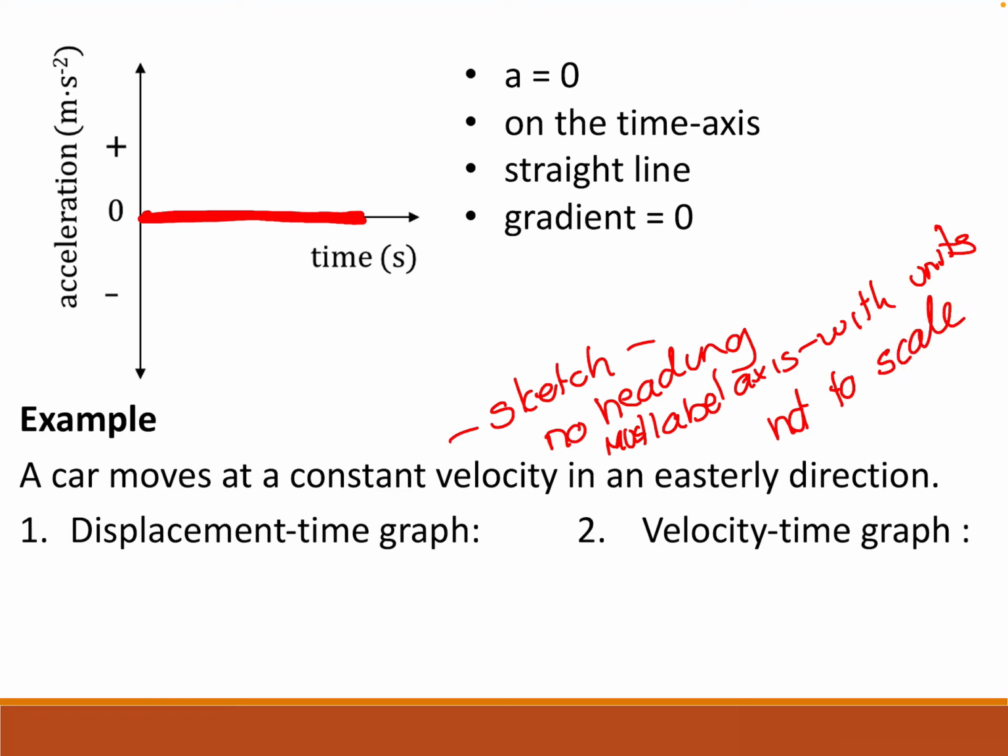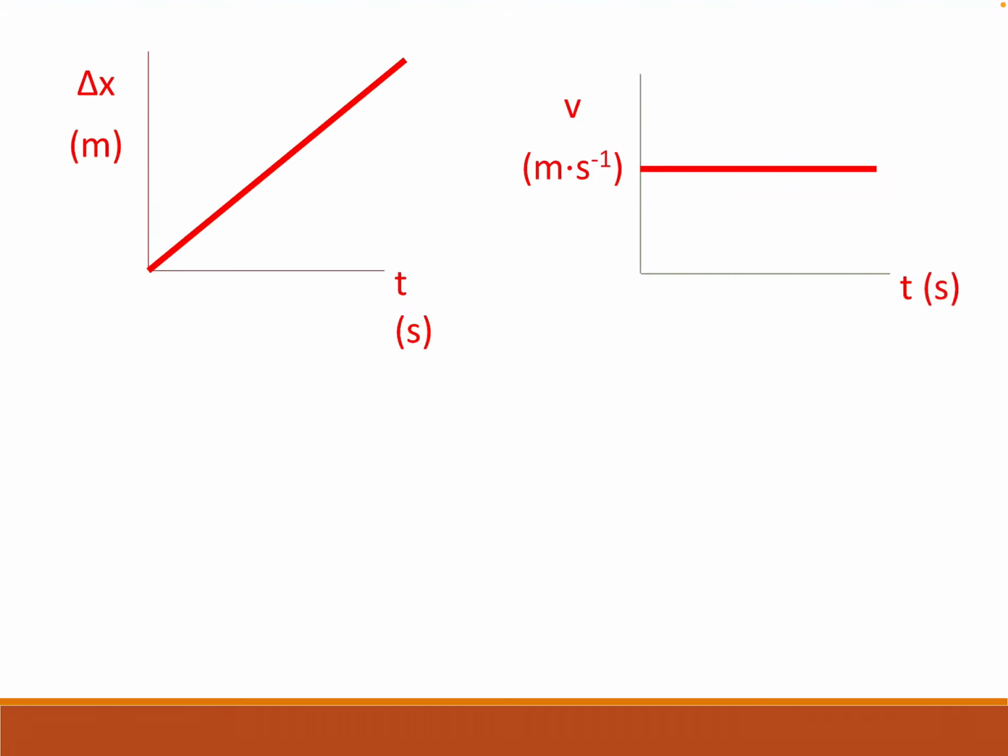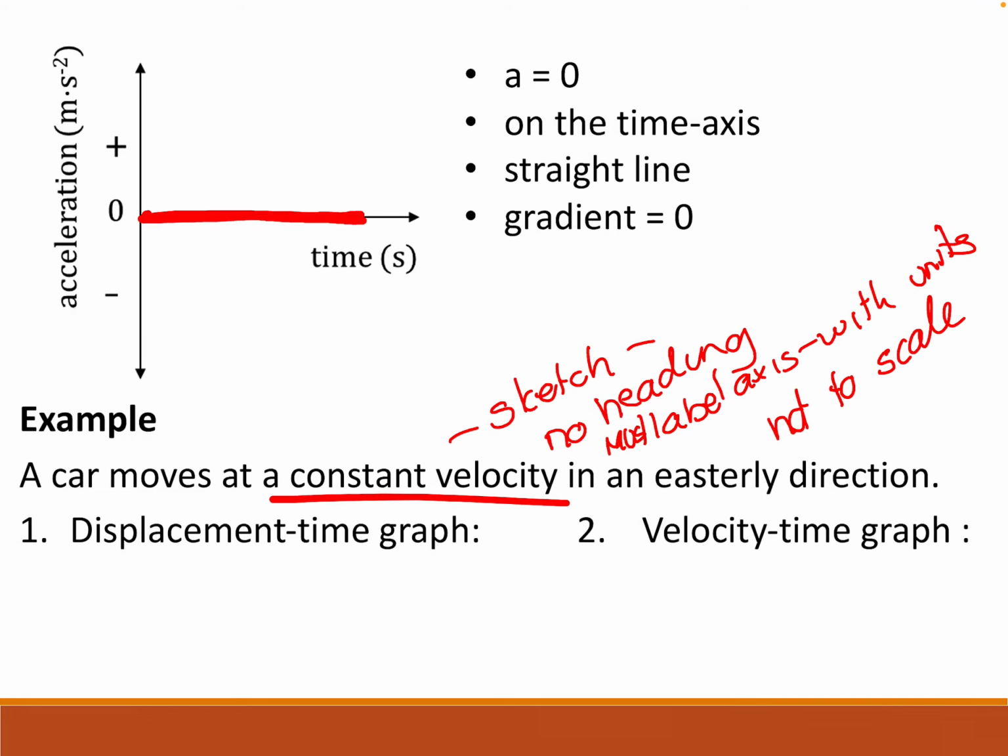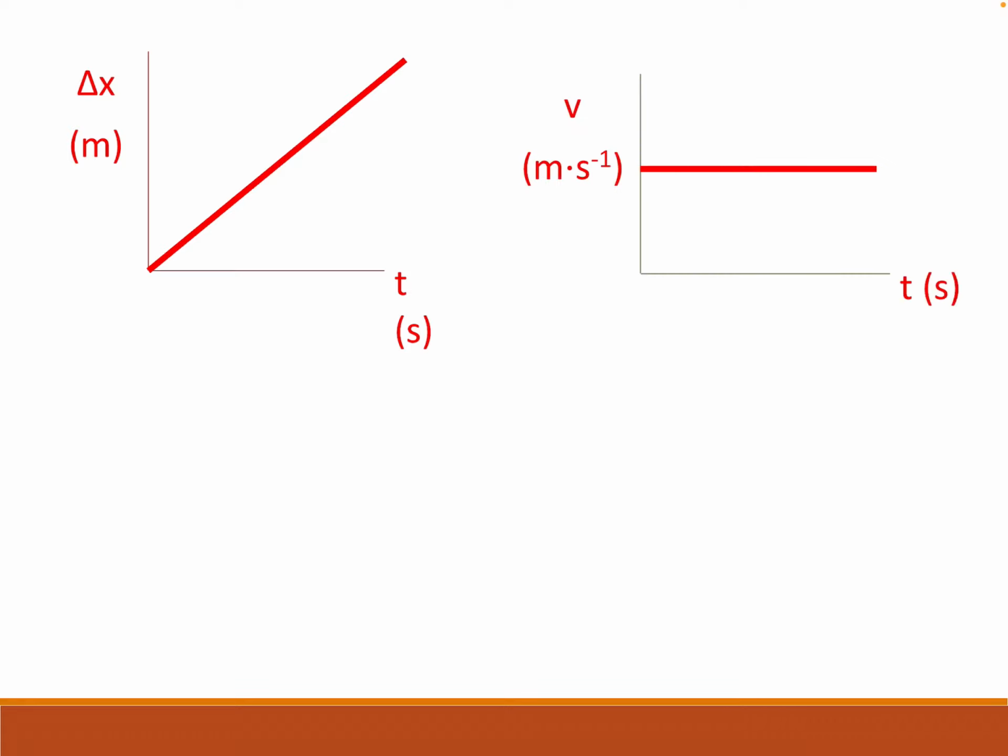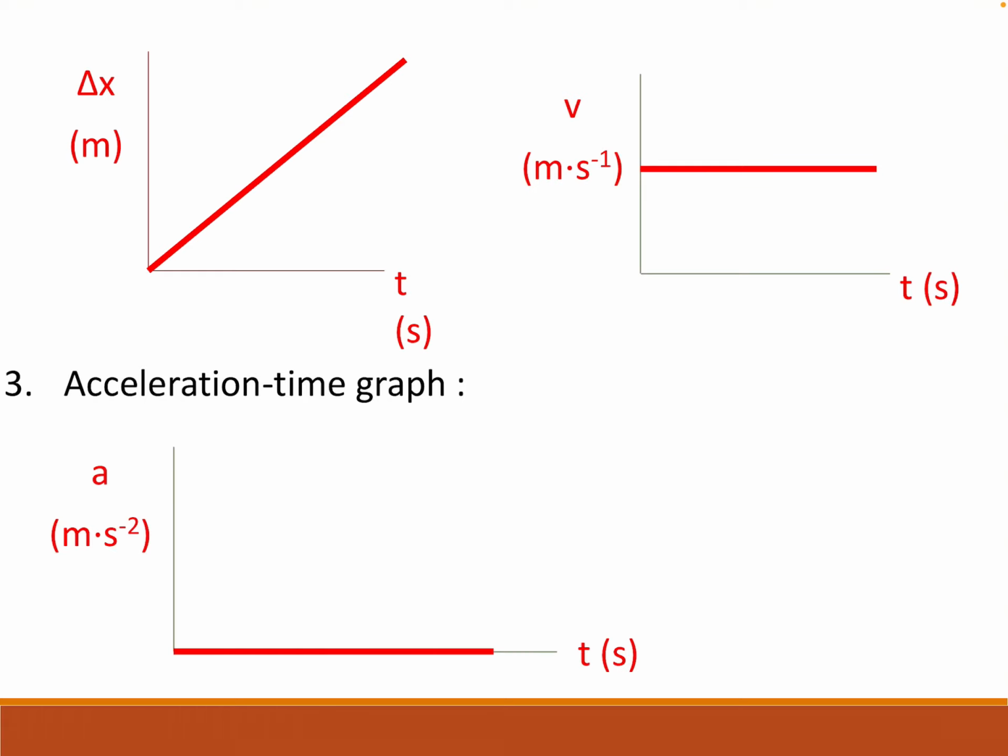I'll pretend you guys can read what I'm writing. It's not to scale, but it's to show me shape. Okay, that's what I'm testing when I ask you to give me a sketch graph. So, the displacement time graph is a straight line, because all I said to you was, it's moving at constant velocity in an easterly direction. Constant velocity, straight line delta x. Velocity, straight line parallel to the x-axis. And then the acceleration time graph, well, there it is.